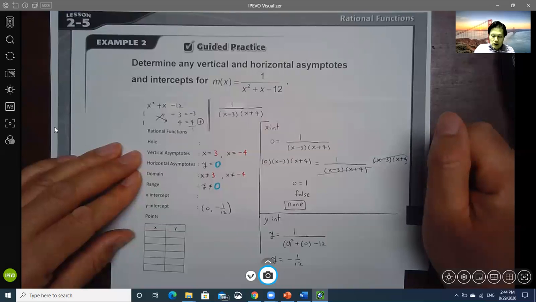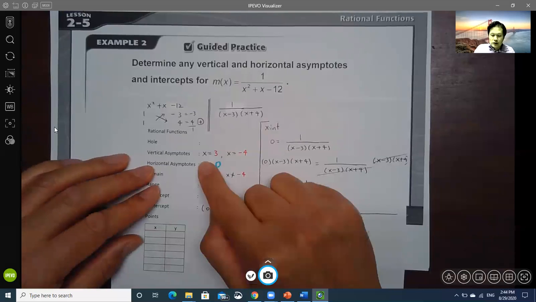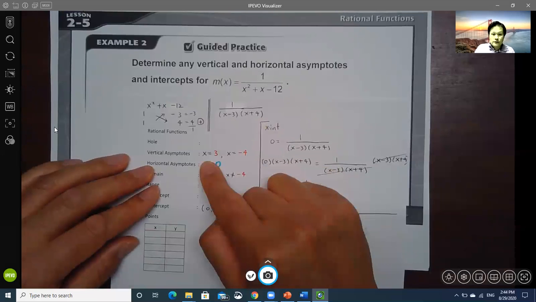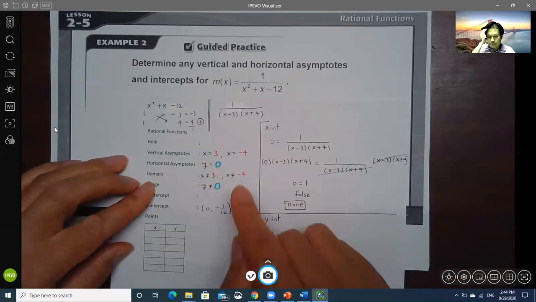I did the vertical asymptote first. So the vertical asymptote is what? Denominator equal to 0. So I got x equal to 3. I got x equal to -4. Domain is just from the vertical asymptote.